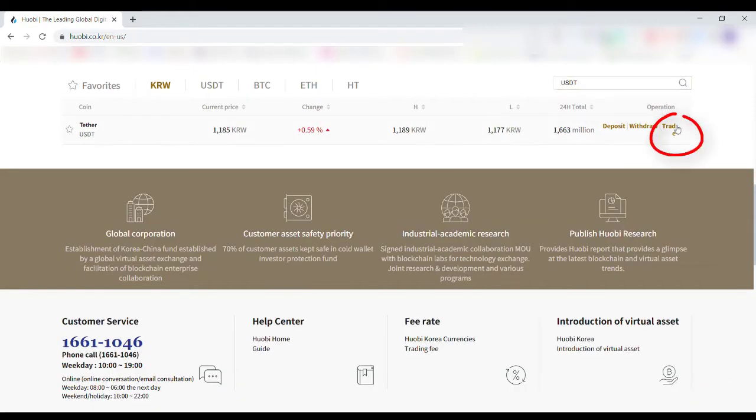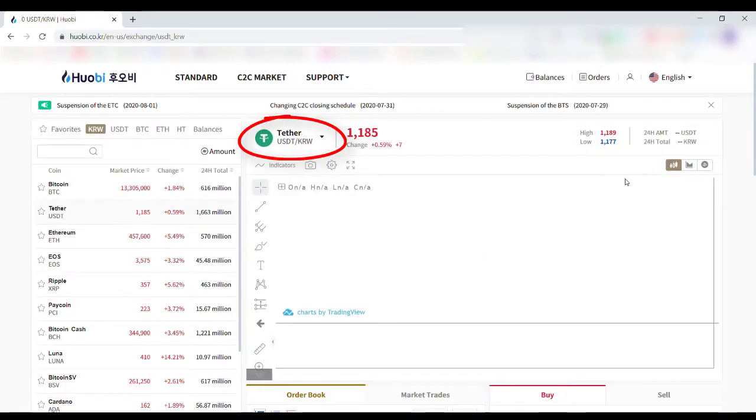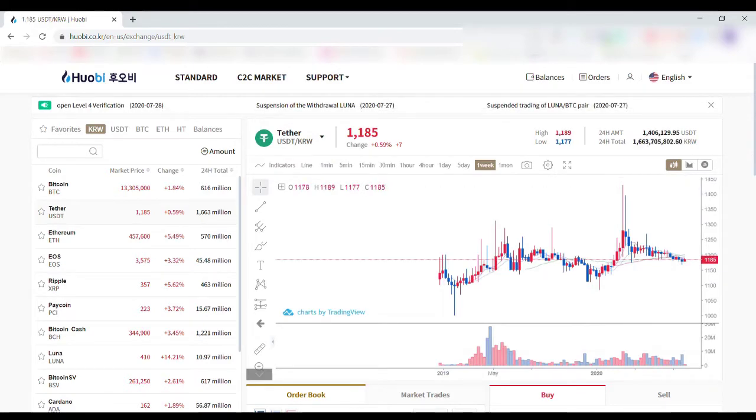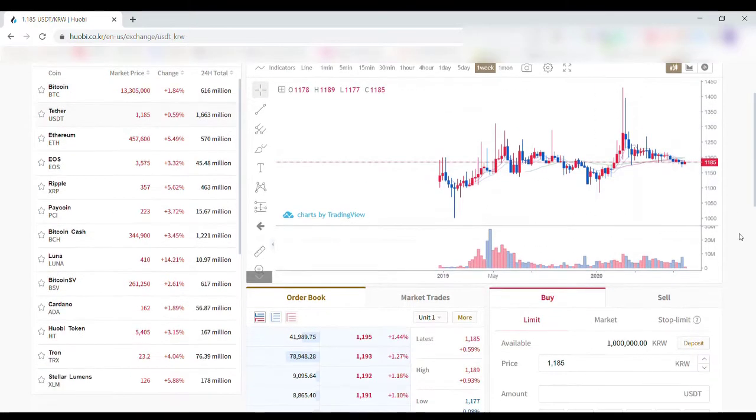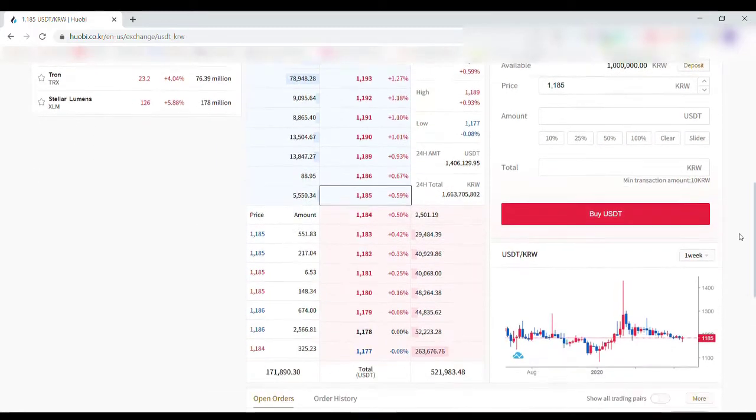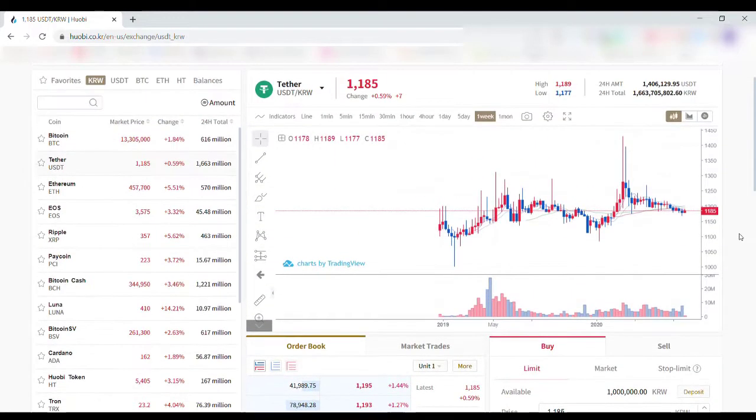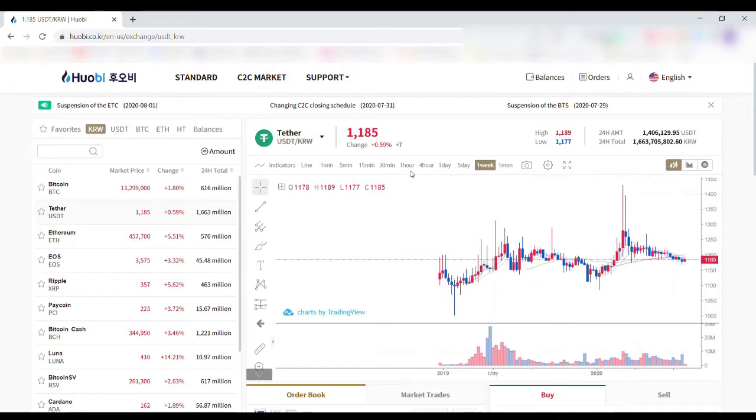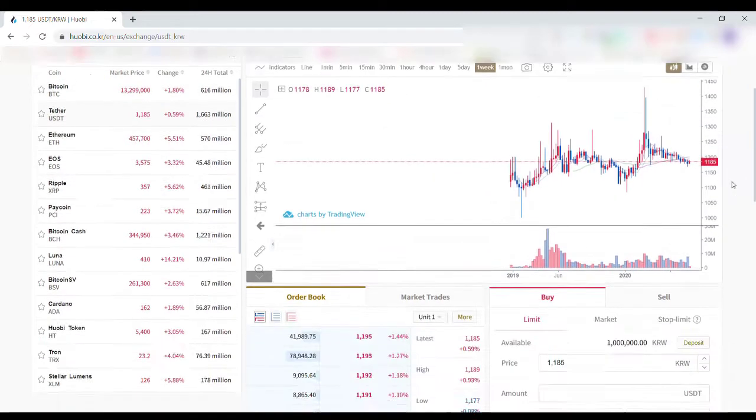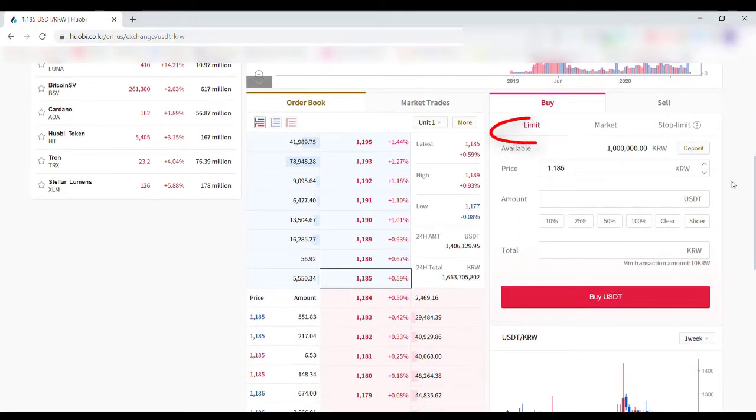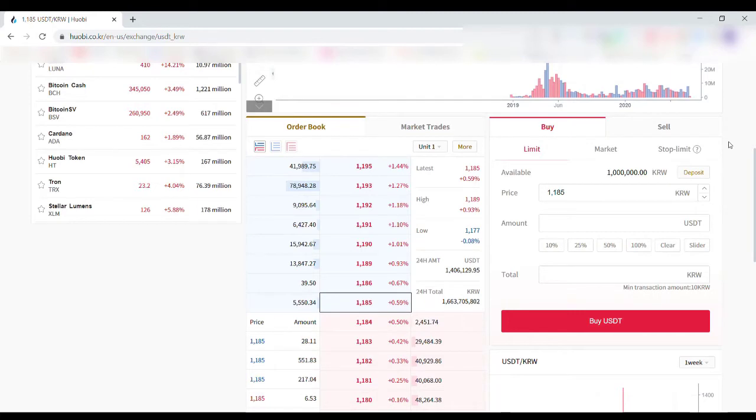It displays the USDT KRW market now. Since I will buy USDT with Korean won, I will have to find USDT and KRW. Now we can see the current price and volume of the USDT KRW market with the order book. As you see, there are different order types: limit, market, and stop limit. There is a more detailed explanation of order types, so if you would like to learn more, please watch the order types video. In this video, I will use a market order.